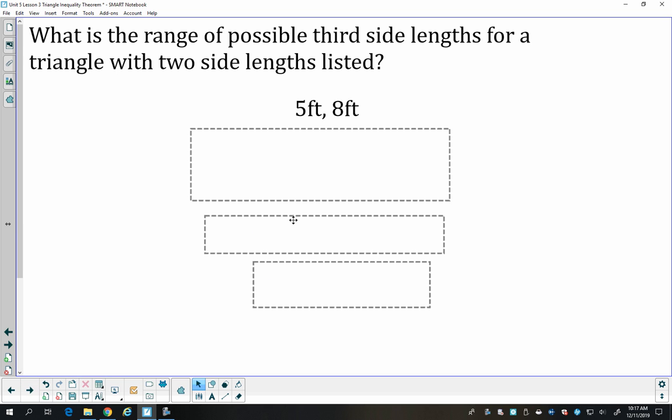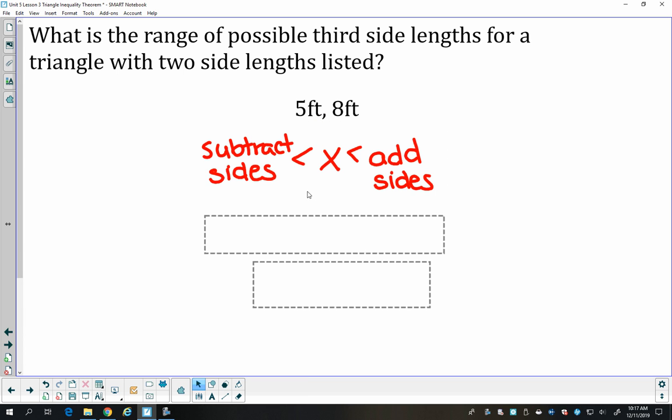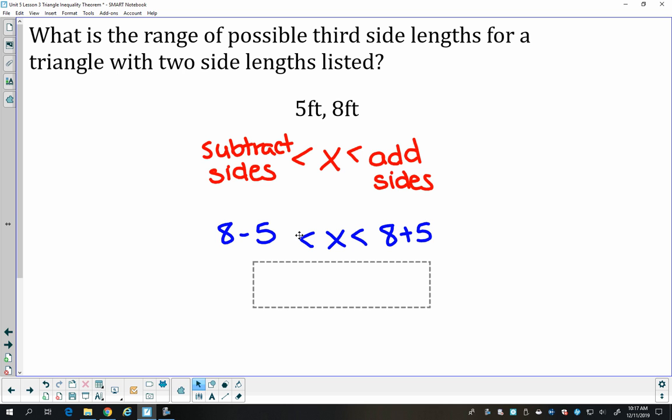I'll do one more. Again, I'm going to add and subtract. So 8 minus 5 and 8 plus 5 gives me a range of 3 to 13. So my third side has to be larger than 3 and less than 13.